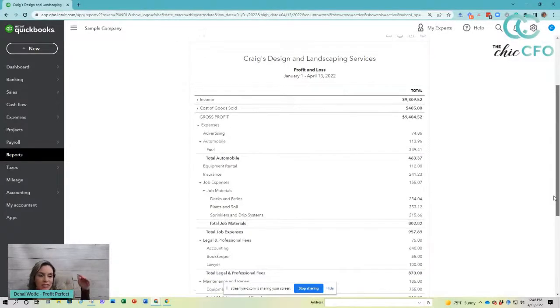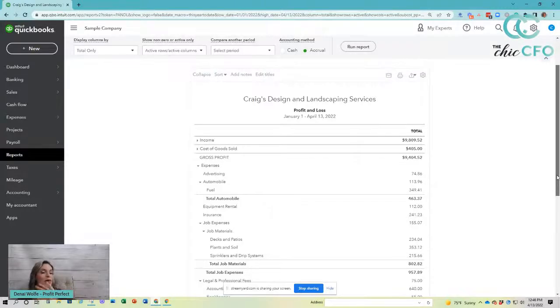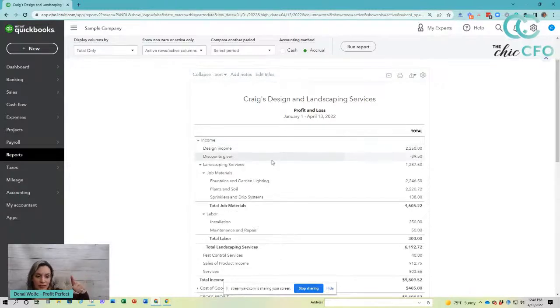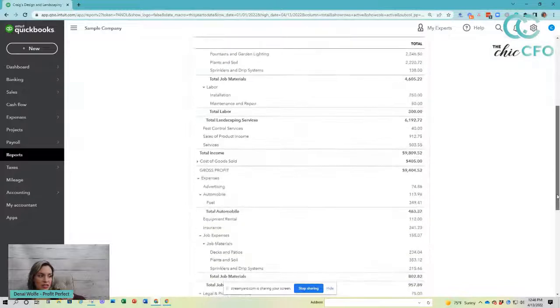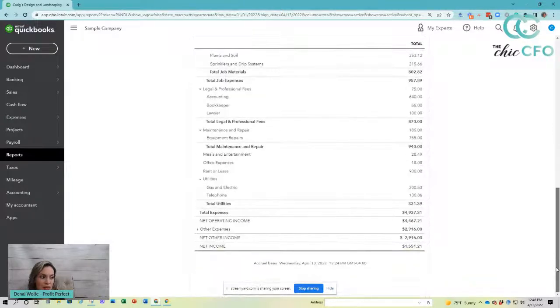Guys, this is everything you need to know about your business. It is telling you, in its most simplistic form, what this P&L is telling you. It's telling you where your money is coming from, right? Up here in the income section. And then in the expense section, it's telling you where your money is going. And then at the bottom, it tells you what that actually means for you as the business owner, right? It gives you the profit.